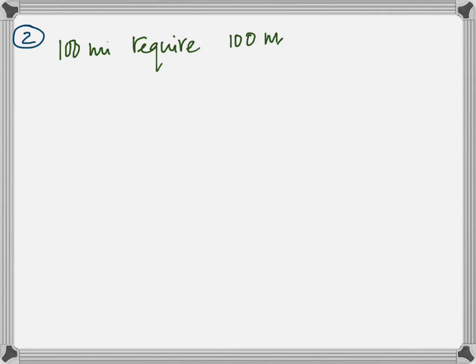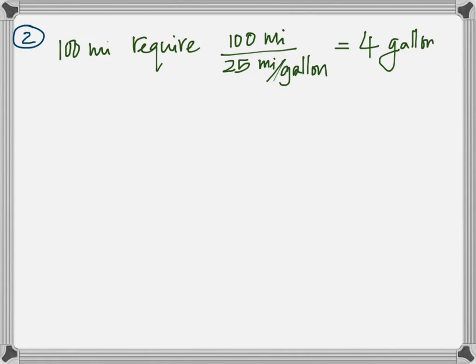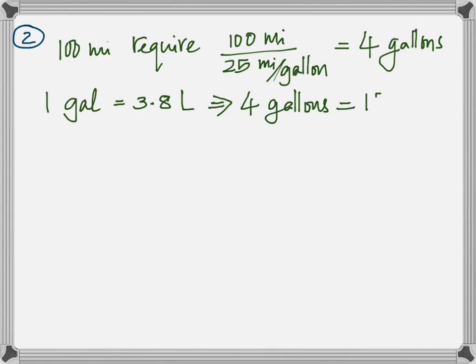All right, 100 miles requires 100 miles divided by 25 miles per gallon, which gives you 4 gallons. 1 gallon is 3.8 liters. Therefore, 4 gallons would be 4 times 3.8, 15.2 liters.